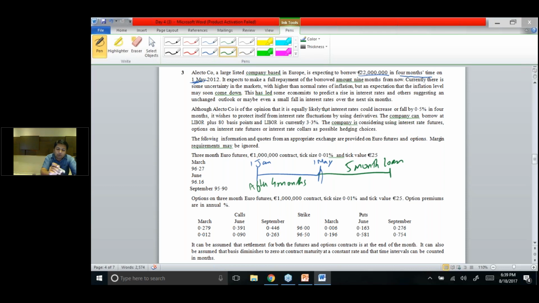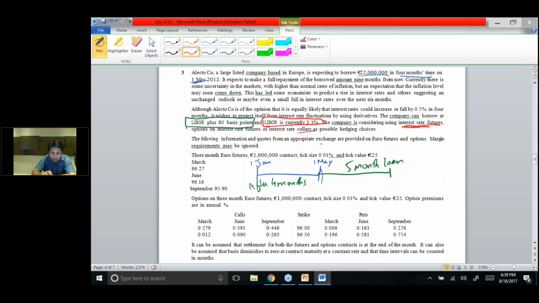The company can borrow at LIBOR plus 80 basis points. That is the actual cost of the company. LIBOR is currently 3.3%. That is the actual spot rate. The company is considering using interest rate future, which we are going to solve now, and interest rate option, which we will solve after a few minutes, and then we will definitely solve the collar.